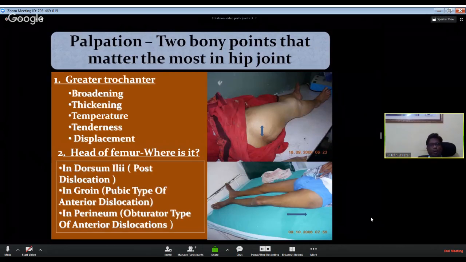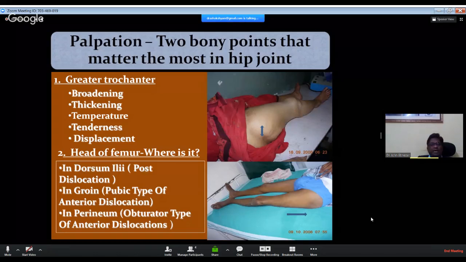And then the other important body point we should look at is where the head of the femur is. Is it in the dorsum ilii? That means it is a dislocation, unreduced. If you feel the head in the dorsum ilii. If it is in the groin, then it could be a pubic type of anterior dislocation. Anyway, these are the unreduced, old or neglected cases that you get in an examination, or acute cases. Or if the head of the femur is in the perineum, then it could be an obturator type of anterior dislocation.